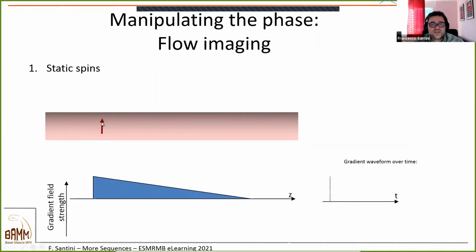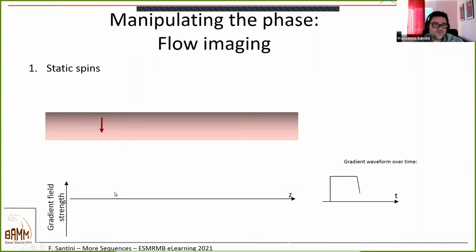Let's imagine that we have a spin in a tissue, and then we apply one gradient like this. This gradient will modify our Larmor frequency at this point by a positive value corresponding to this intensity that we have here. So while this gradient is on, this spin will rotate due to this gradient intensity and this Larmor frequency.